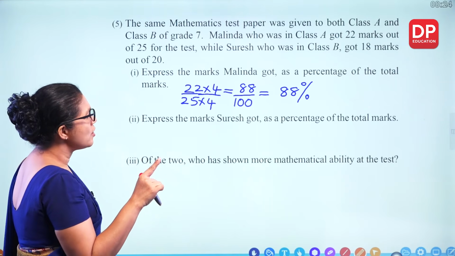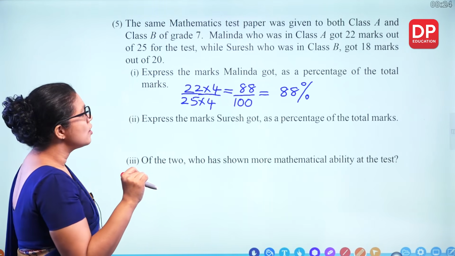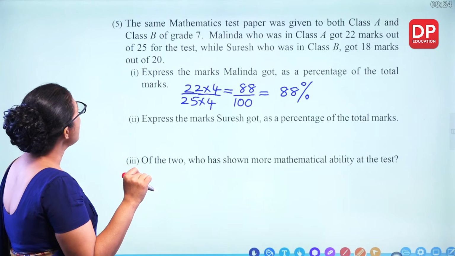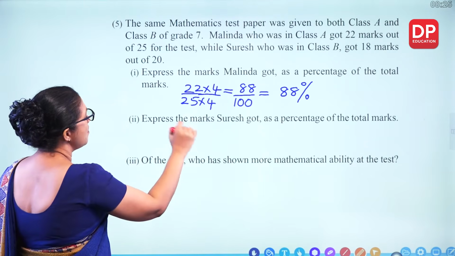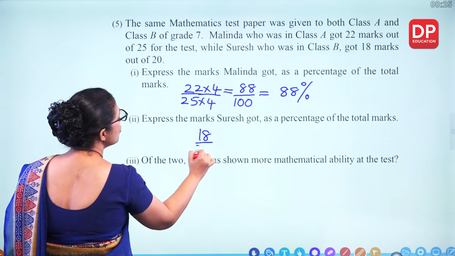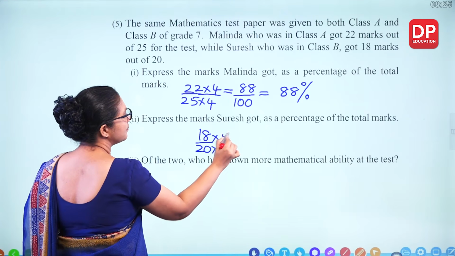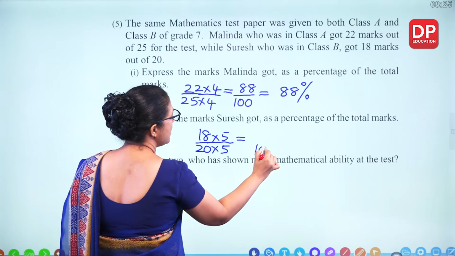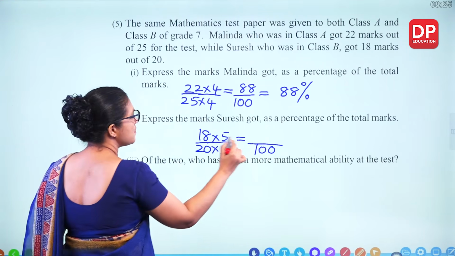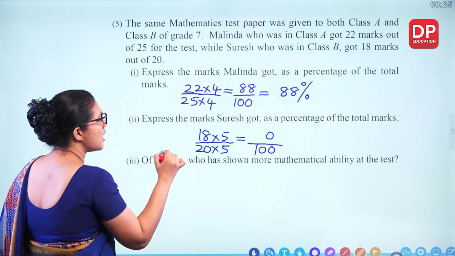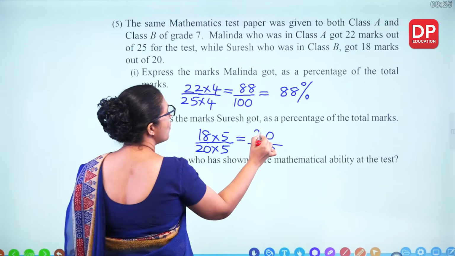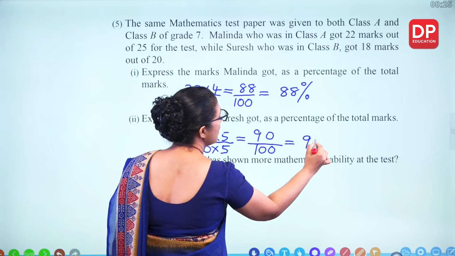Express the marks Suresh got as a percentage of the total marks. Suresh got 18 marks out of 20. Multiply by 5 to get 100 there. 100 in the denominator, 5 times 8 is 40, and 5 times 1 is 5, plus 4, 9. So, he got 90%.